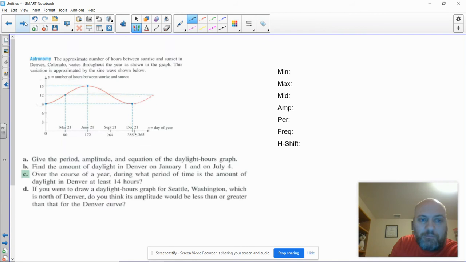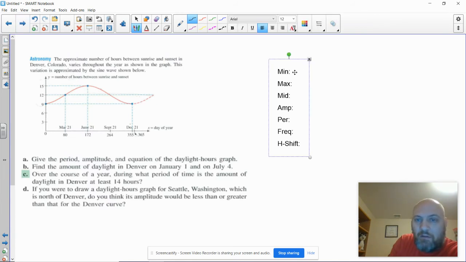On to number 2. This time I'm given the graph, and again, I want to find these key details. Looking at the graph, my minimum number of hours of daylight in Denver is 9 hours. The maximum is 15, which means my midline will be 12, because that's halfway between, which gives me an amplitude of 3.